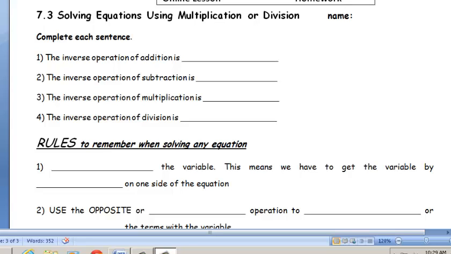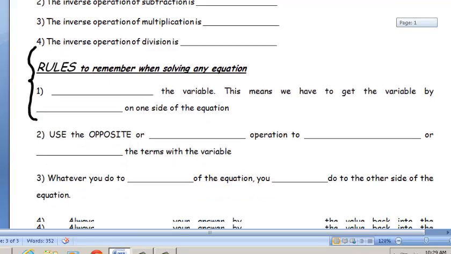This is lesson 7.3, solving equations using multiplication or division. I want you to go ahead and complete the first 4. They are asking you to write the opposite or the inverse operation of those. Alright, let's go down to the rules.